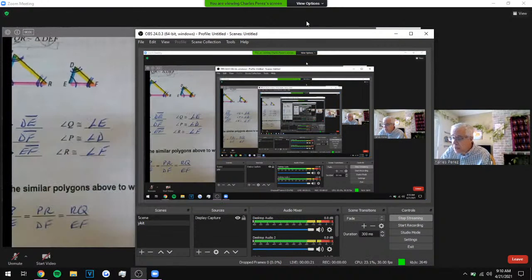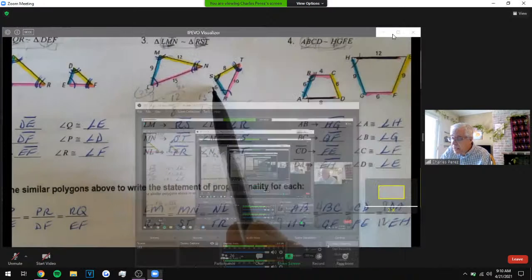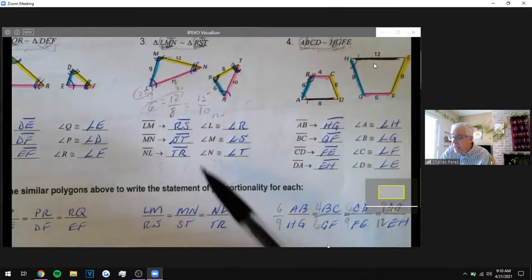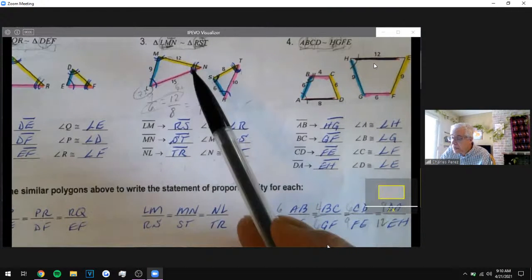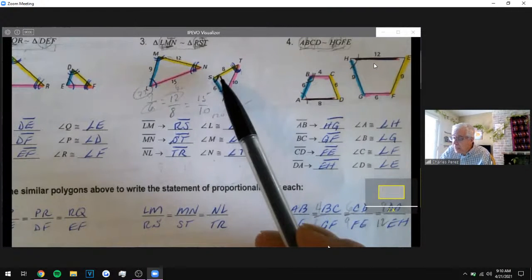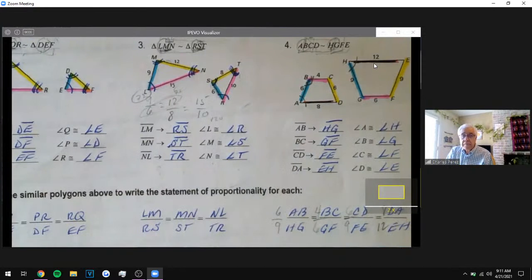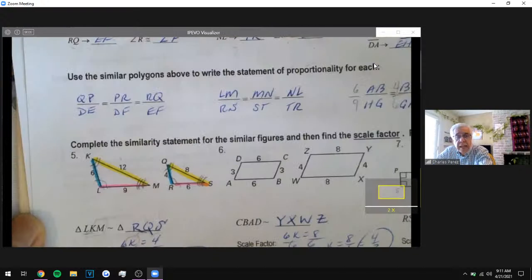That the ratio of the LM, which are the blue sides, is equivalent to the ratio of the MN, the yellow sides, and then also equal to the ratio of the NL of the pink sides. Then they want you to find scale factors here.